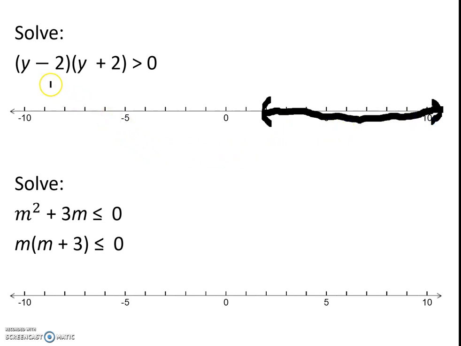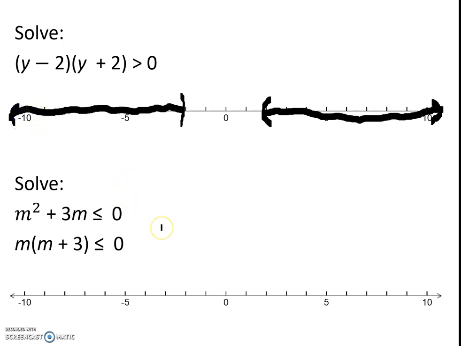Then if we look at y plus 2, I'll put a parenthesis here on minus 2, and I'll test the minus 3 value. If I put a minus 3 in there, I get a negative 5, and over here, I get a negative 1. Well, a negative times a negative will be a positive. So these values are valid for our inequality as well.